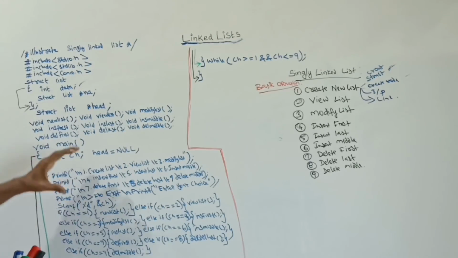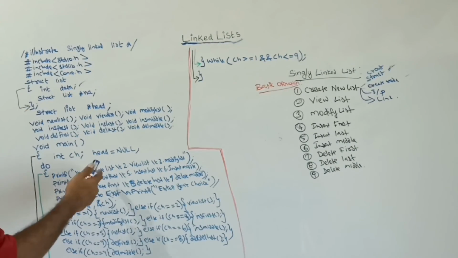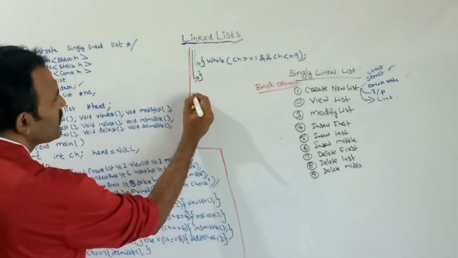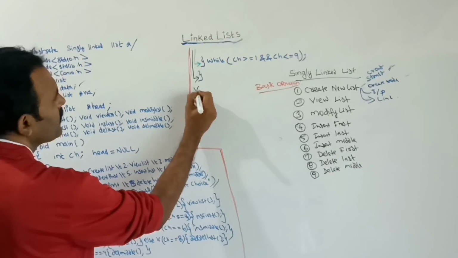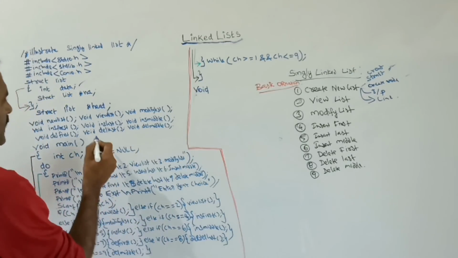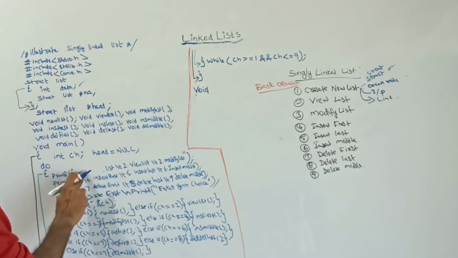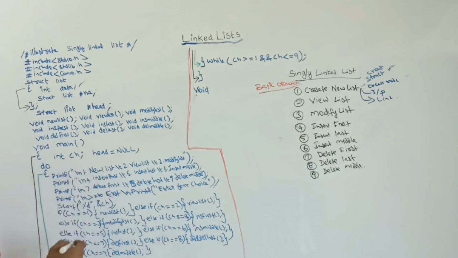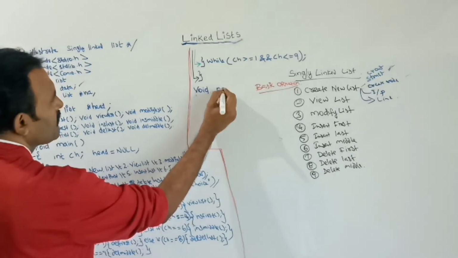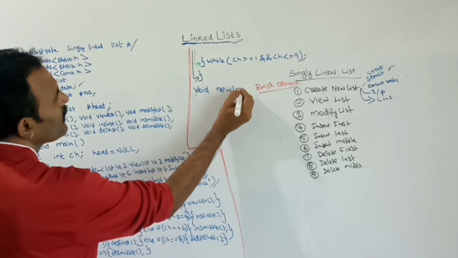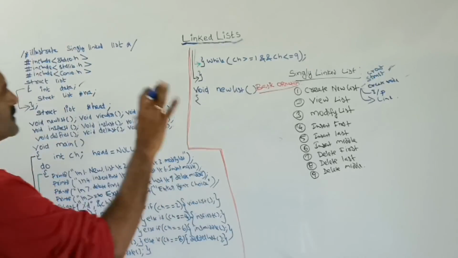Now let us see each and every function one by one. Here, first the create list function. This is the function definition part. Here I am writing the function definition. Void, what is the function name? The function name is new list, to create a new list. Here, void, I am giving this function the name new list. There is no parameter, I am not passing anything. This is the void one.